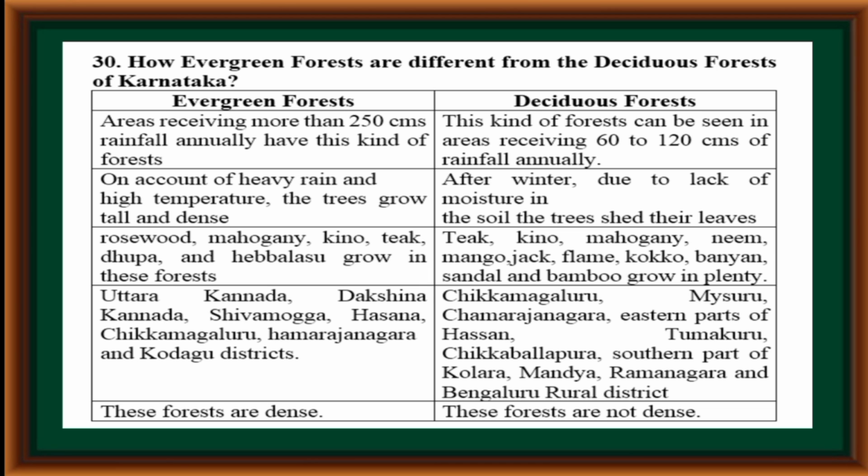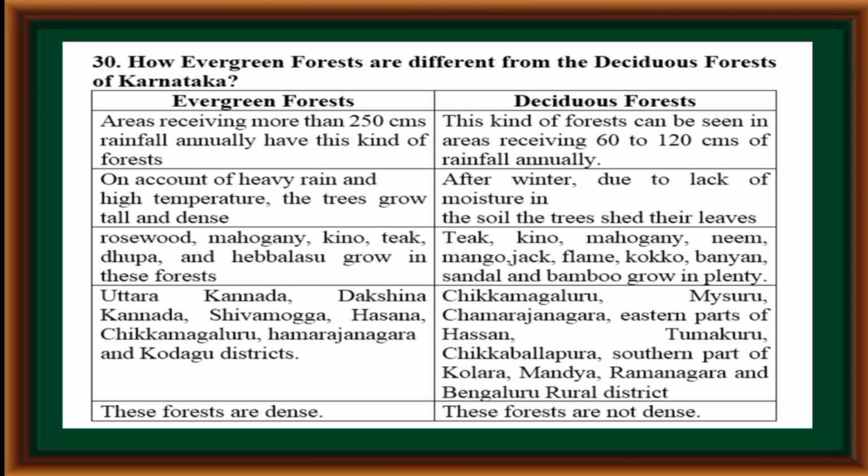After winter, due to lack of moisture in the soil, the trees shed their leaves. Rosewood, mahogany, kino, teak, dupa, and habalsu grow in this forest. Teak, kino, mahogany, neem, mango, jack, flame, cocoa, banyan, sandal, and bamboo grow in plenty.